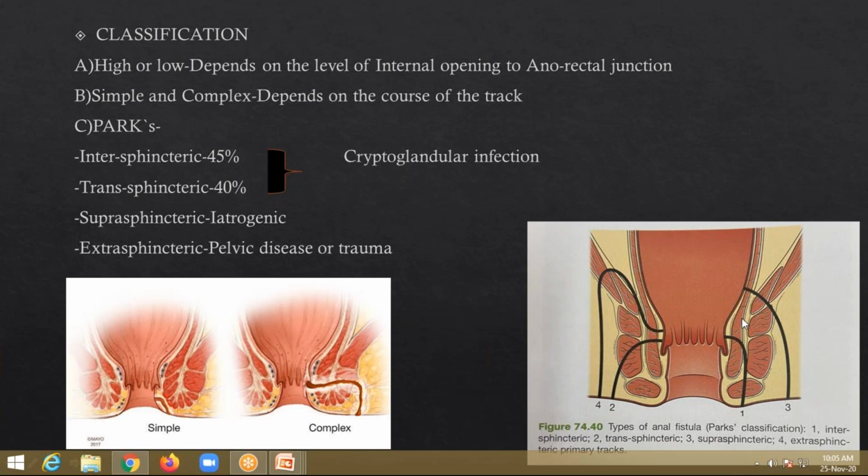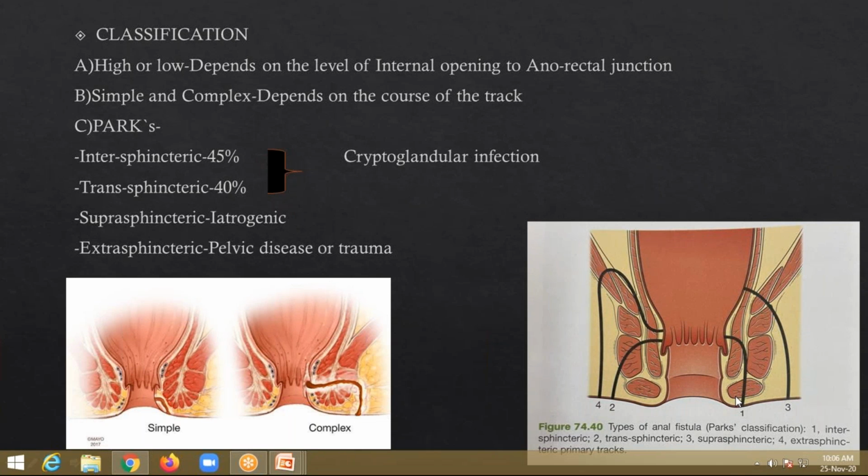Next is the transsphincteric fistula. See here, both look the same, transsphincteric and intersphincteric, but there is a difference. This tract is going between the sphincters, intersphincteric, whereas this is the transsphincteric. It is passing trans, that is, through the internal and external anal sphincter. See, here also it is passing through the external anal sphincter.